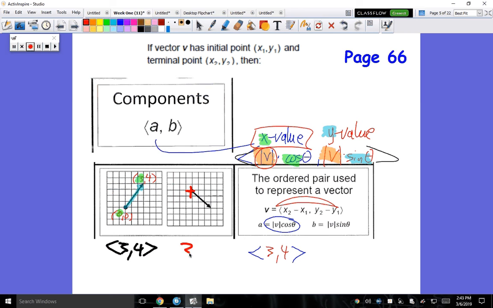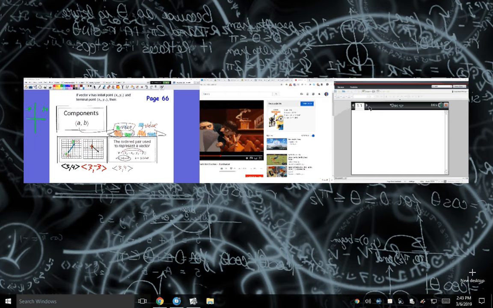Positive 3, and then negative 3. Guys, this is very important. This is why I wanted you not to memorize "all students take calculus." I wanted you to memorize this.